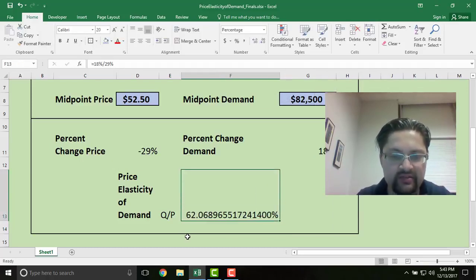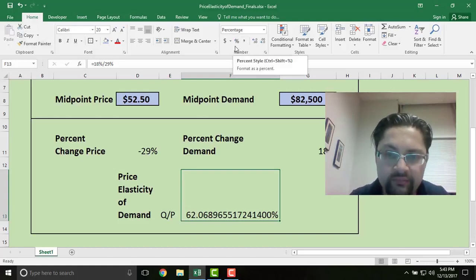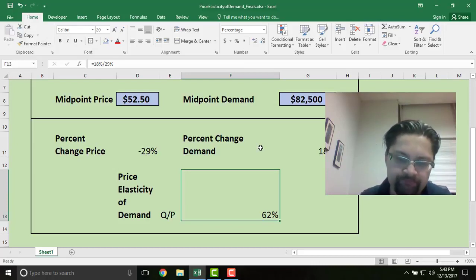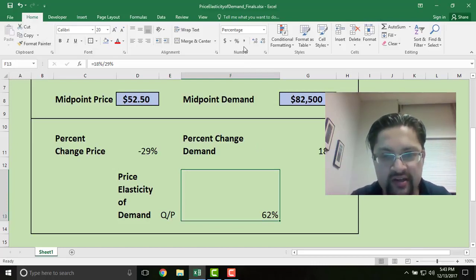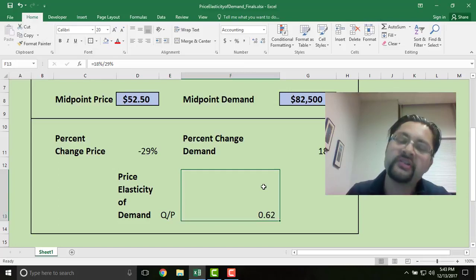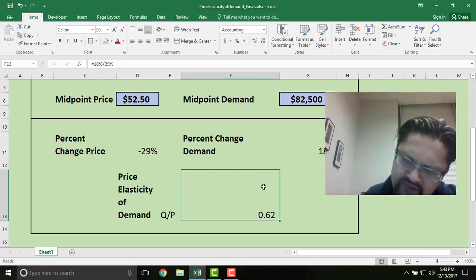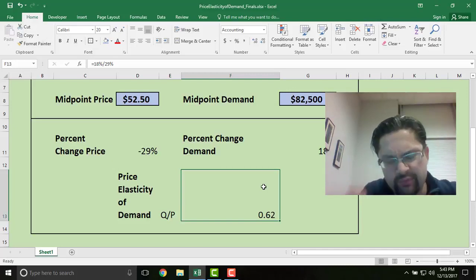And we get this crazy number here, which we're just going to abbreviate down to here. The nearest whole number is fine. Okay? So we get 62%. The other way to look at it is 0.62. Economists often like to look at it as decimals. Some people like to look at it as percentage.